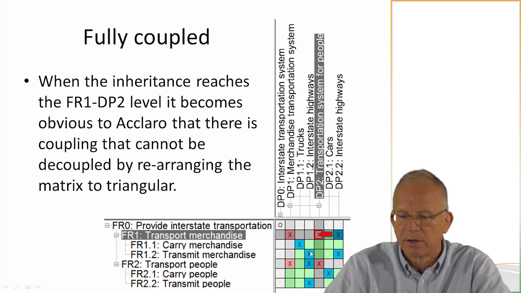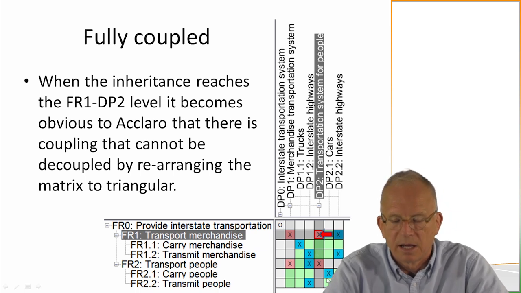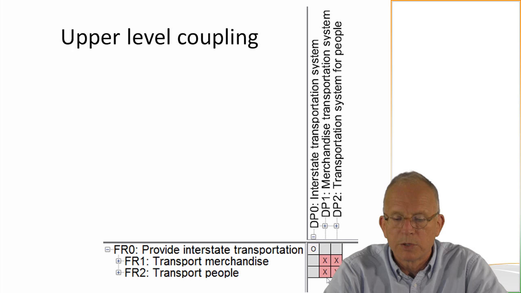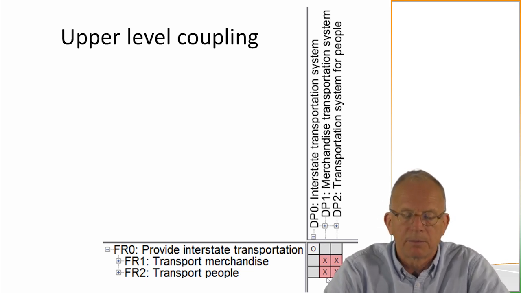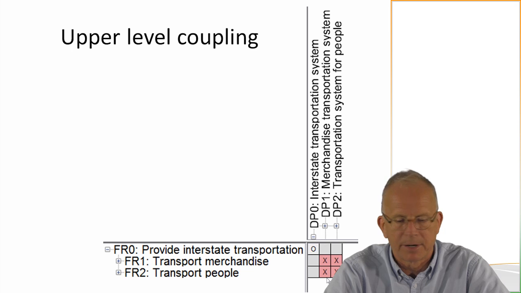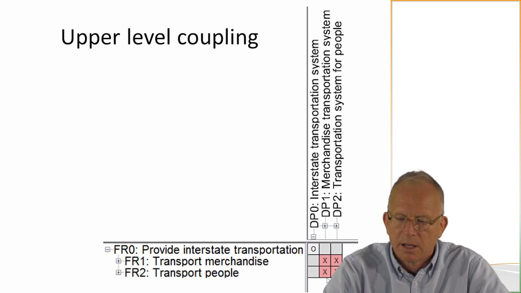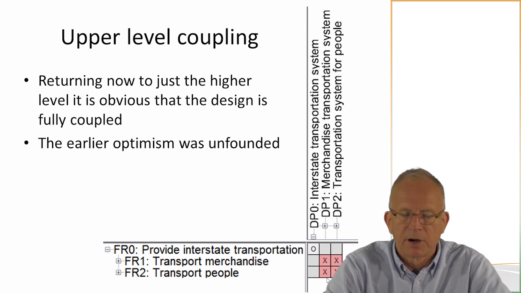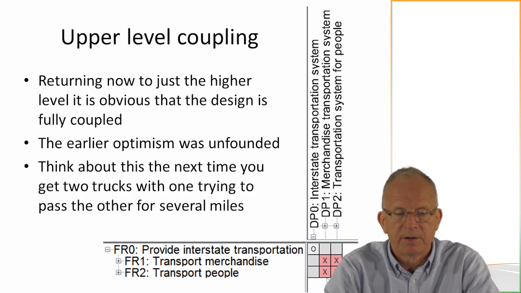We have an X there, there, there, and there. And these little squares of X's are something to look out for, because they can't be rearranged using the linear algebra. All right. So now we show the upper level coupling, and it's all pink because obviously here we can't rearrange the matrix to sort this out, because we already have got nothing but X's at this level. So the system is fully coupled. So our earlier optimism was unfounded.